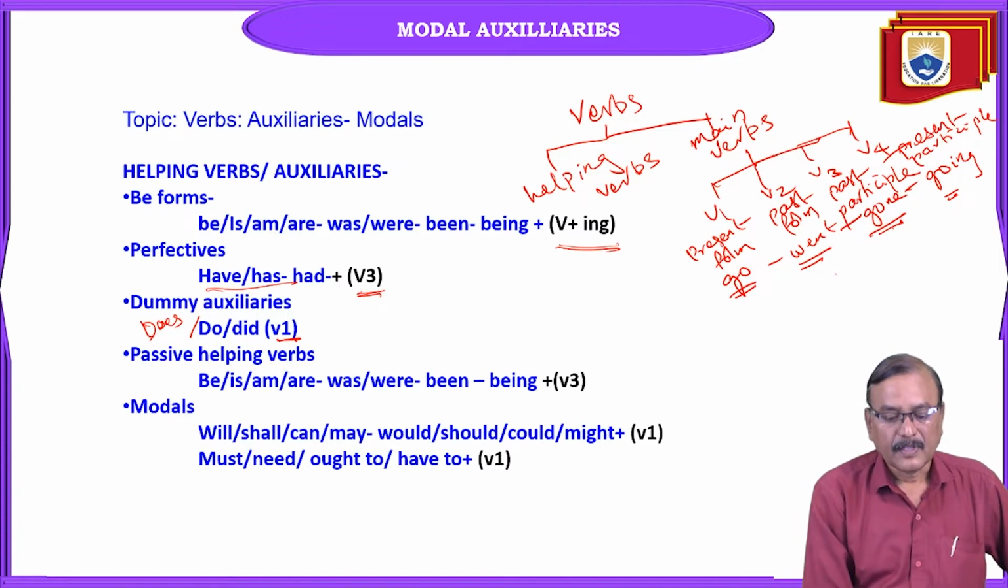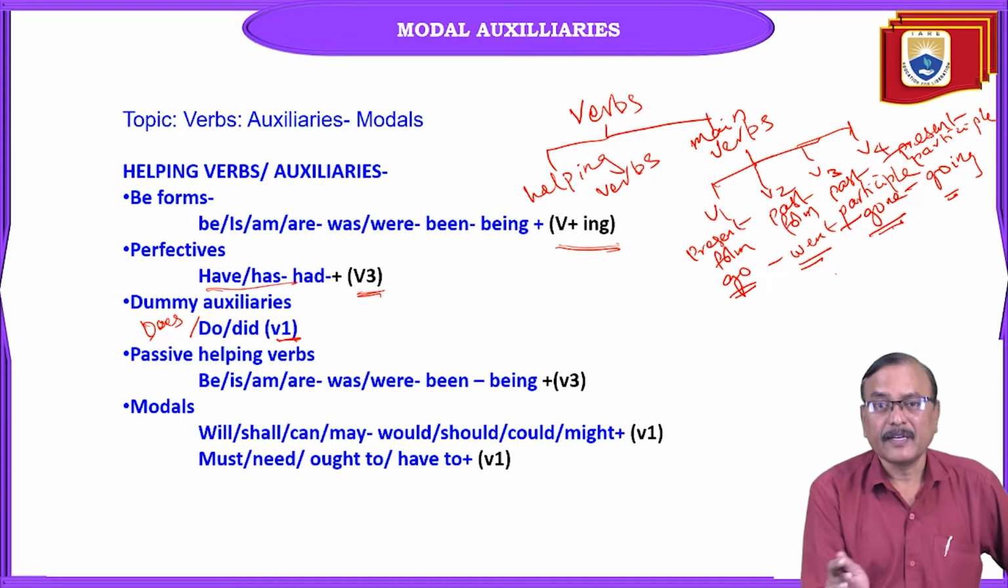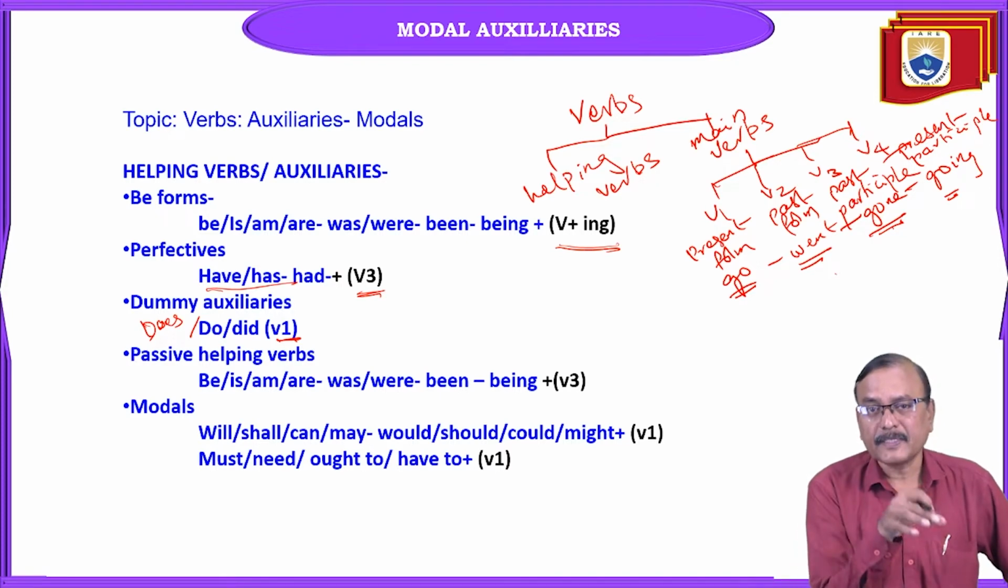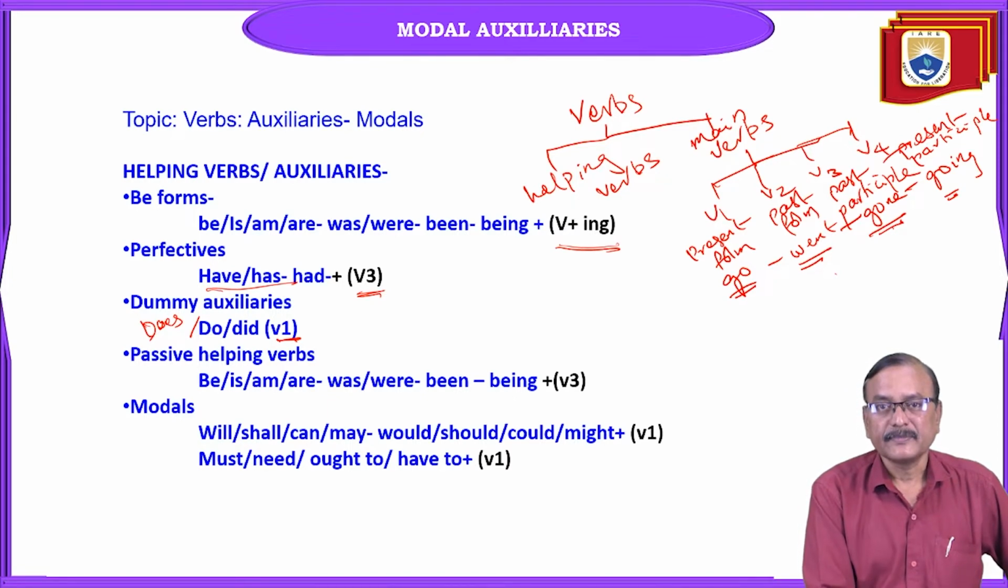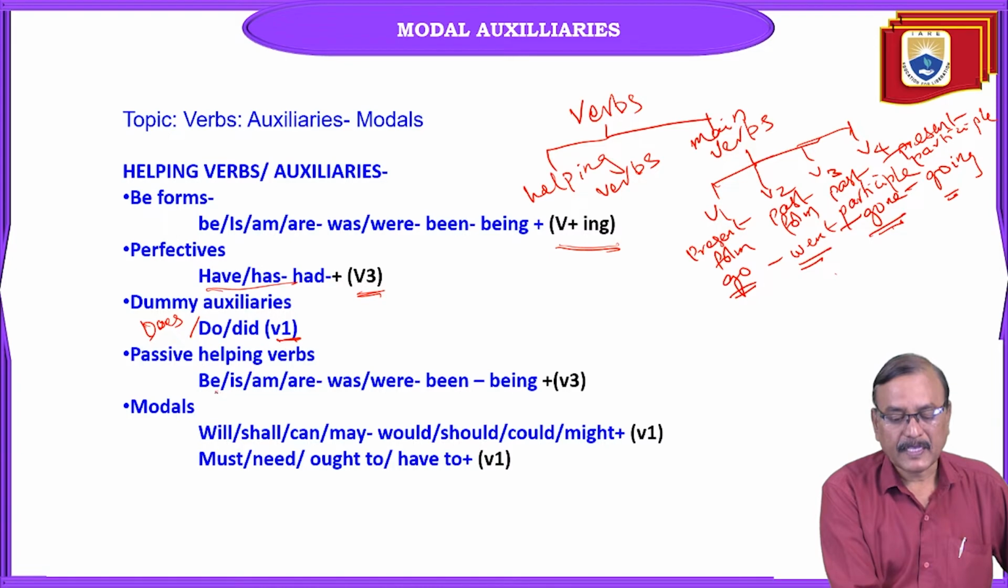Right? Next, passive helping verbs. Passive helping verbs are used only in passive voice. When, within a sentence, the object comes first, when the verb is in passive voice, then we use these passive helping verbs, similar to be forms.